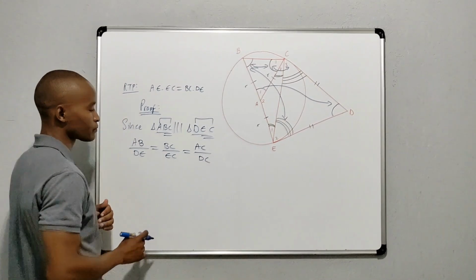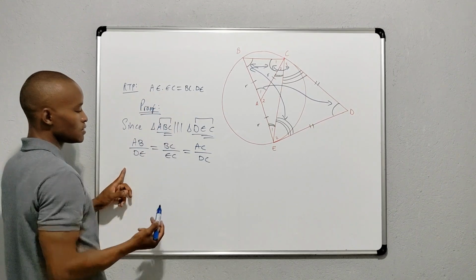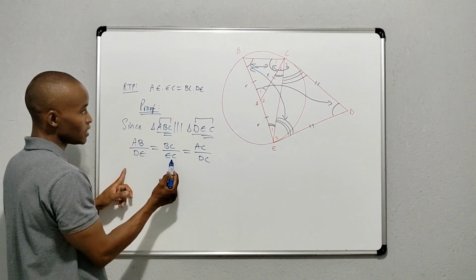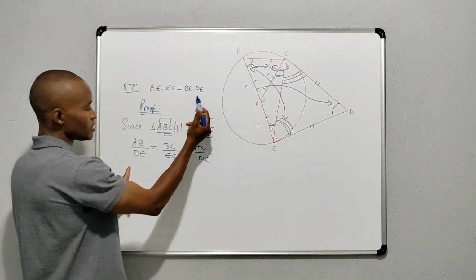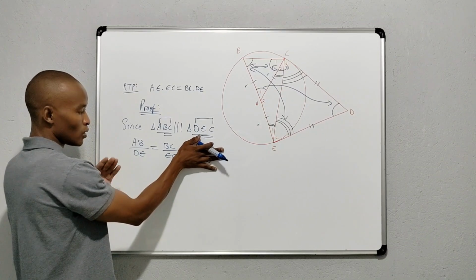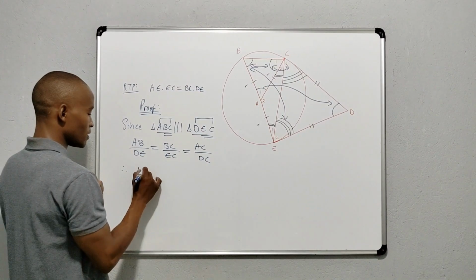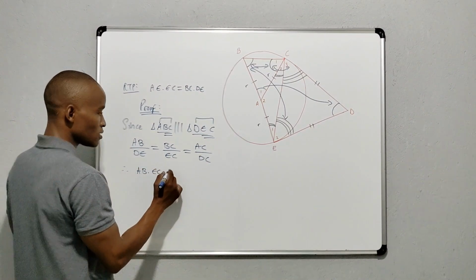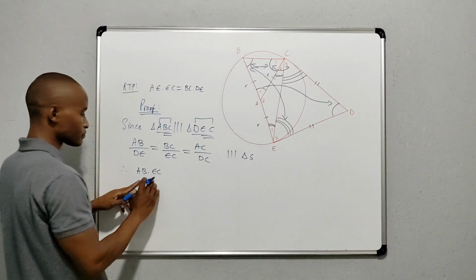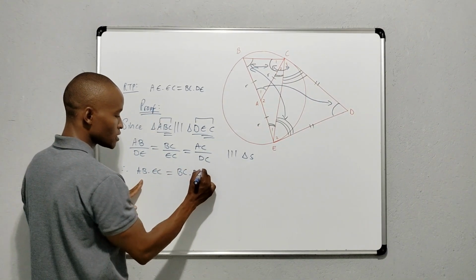What are we looking for? A product that contains AE and EC. We don't have AE, but we have AB times EC. We can cross multiply there, and BC times DE, that one we have. So we're going to exclude that in the next step. So therefore, we have that AB times EC. What is the reason for this statement? Similar triangles. So we have AB times EC is equal to BC times DE.